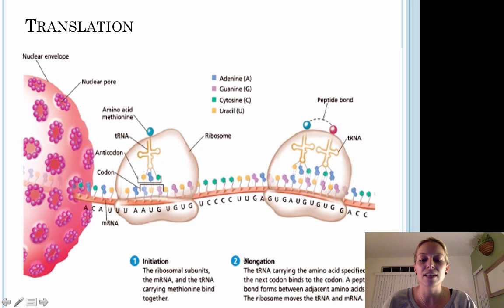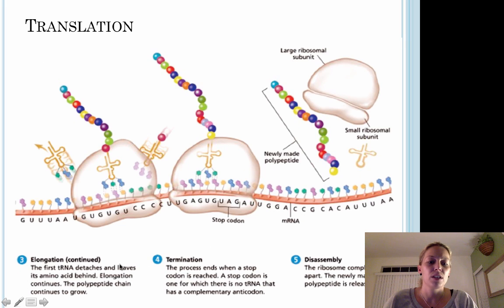The next thing is elongation. The tRNA carrying the amino acid specified by the next codon binds to that codon. We can see that here. A peptide bond forms between adjacent amino acids, and the ribosome moves the tRNA and the mRNA. It's sort of like a little conveyor belt, if you will. We've got this original tRNA, then the next tRNA comes in, a peptide bond is formed, then the tRNA will leave, and we'll bring in a new one. So it's a little conveyor belt that starts to happen.